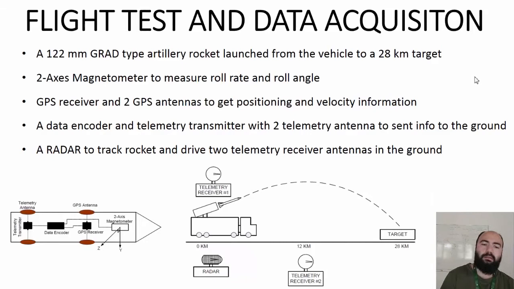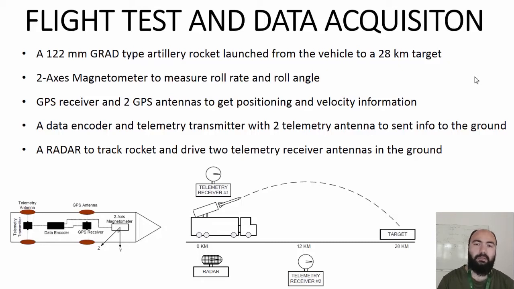So we conducted a flight test and we acquired the data of the flight test. Our rocket is a 122 mm Grad type artillery rocket, and our target is at 28 km. We use a 2-axis magnetometer to measure roll rate and the roll angle. We have the GPS receiver, and we use 2 GPS antennas because our rocket is rotating. Data encoder and the telemetry transmitter. Again, we have 2 telemetry antennas.